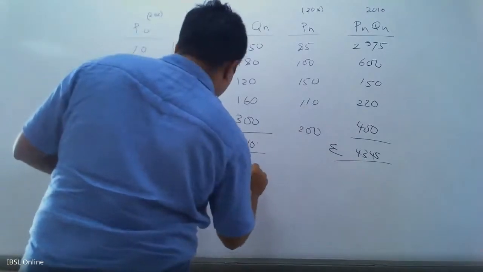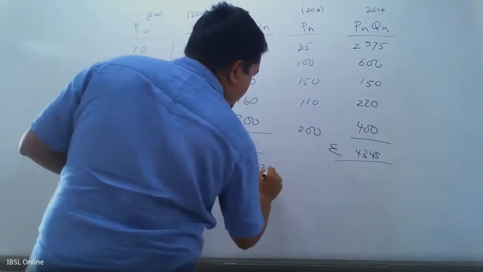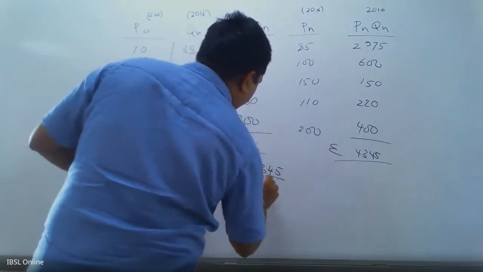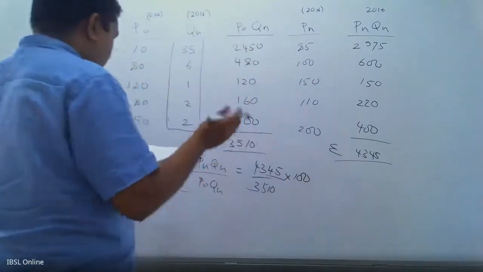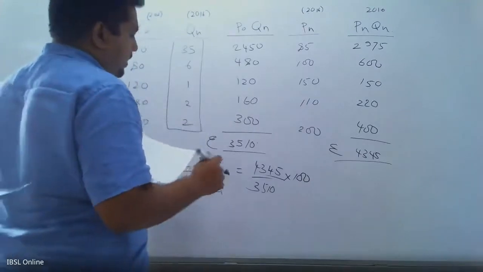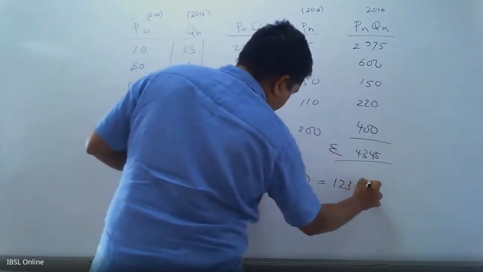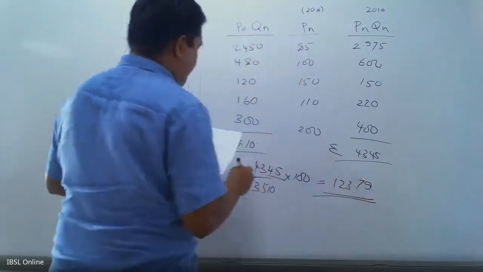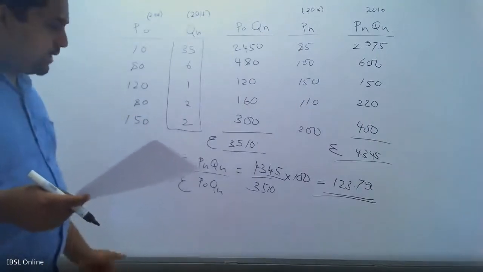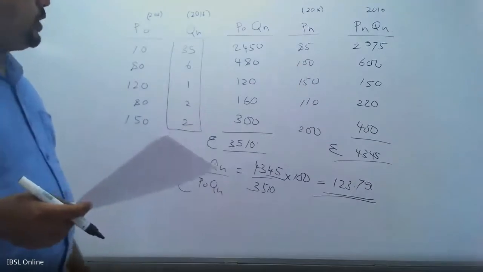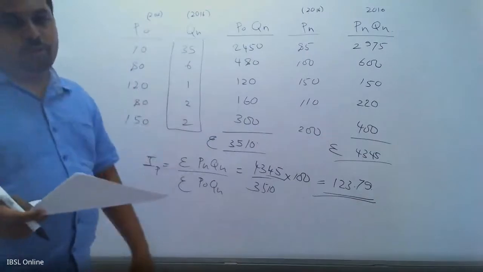So again, I have to take the division of 4,345 divided by 3,510 multiplied by 100 for a 100 equivalent comparison base. And you should get a value close to 123.79. This is the same computation if you use the partial method to calculate the index point of year 2016, assuming year 2012 is going to be your base year.